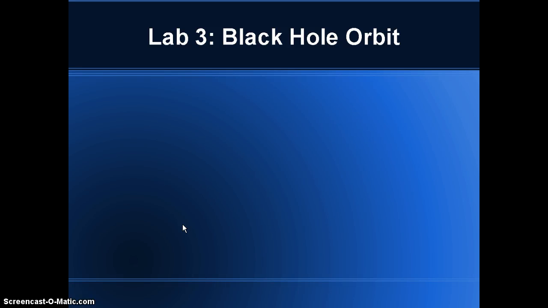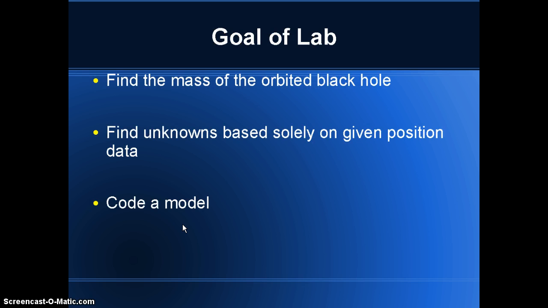This is the black hole orbit problem of finding the mass of the black hole. The goal of this lab is first and foremost finding the mass of the orbited black hole. We'll be doing this by finding unknowns based solely on given position data, and finally coding a model, which will give us, back to the first step, the mass of the orbited black hole.